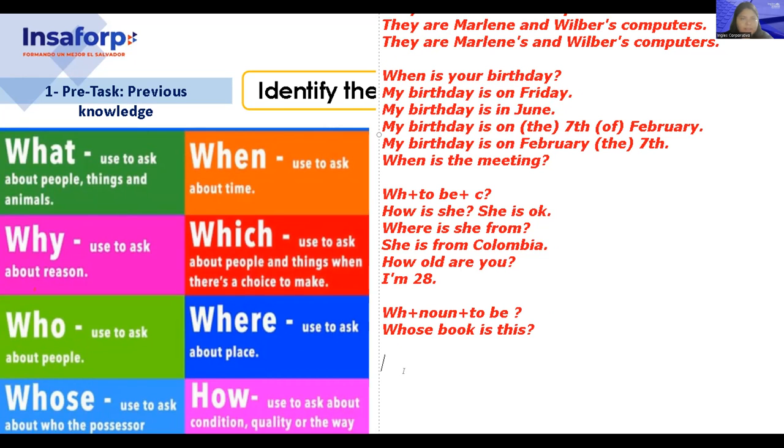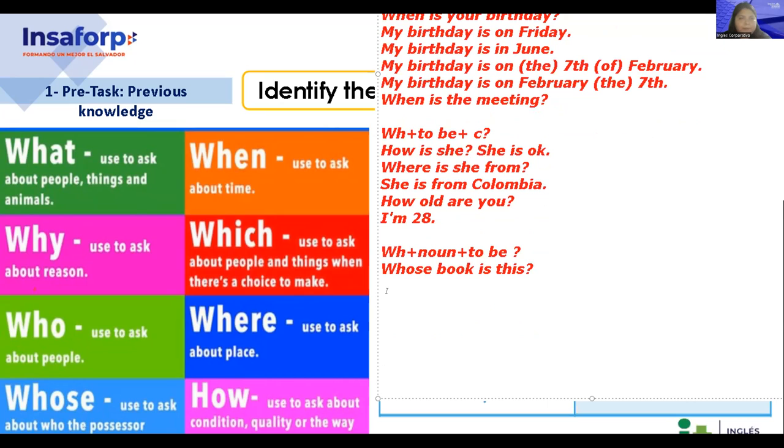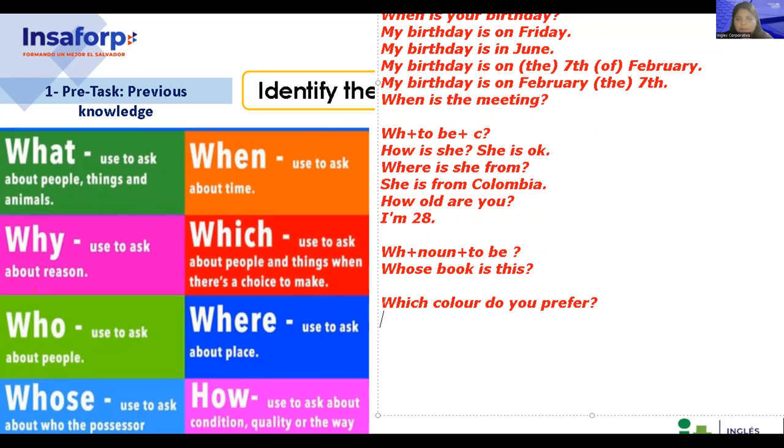Which used to ask about people and things when there's a choice to make. La utilizamos para preguntar sobre la gente y las cosas cuando hay una elección que hacer. Por ejemplo, which color do you prefer? Which color do you prefer? Red or black?